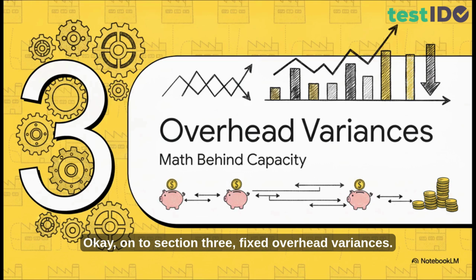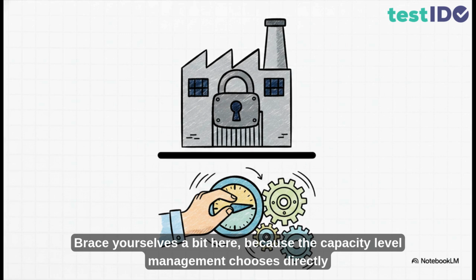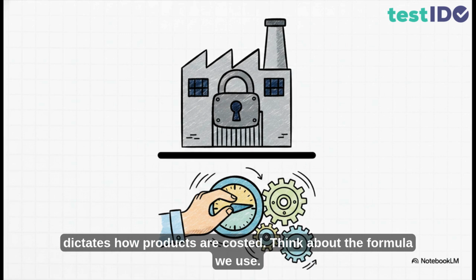Okay, on to Section 3, fixed overhead variances. Let's break down the math behind capacity. Now that we've got the 4 levels down, let's look at how they actually impact the accounting numbers. Brace yourselves a bit here, because the capacity level management chooses directly dictates how products are costed.